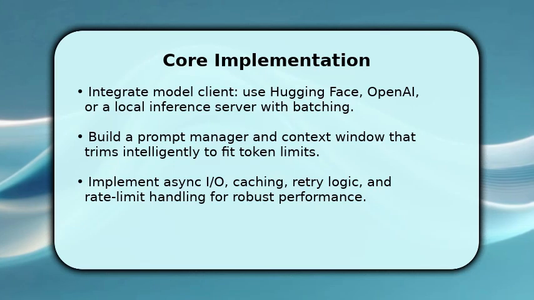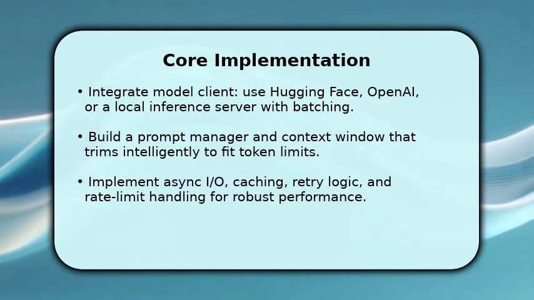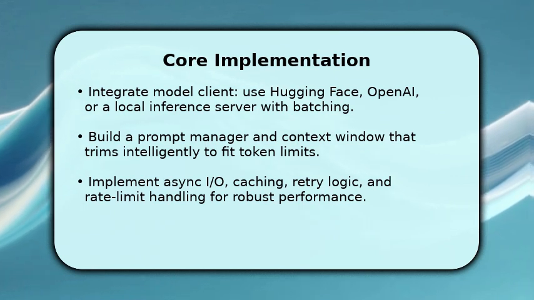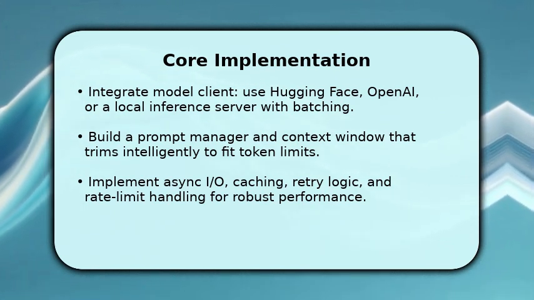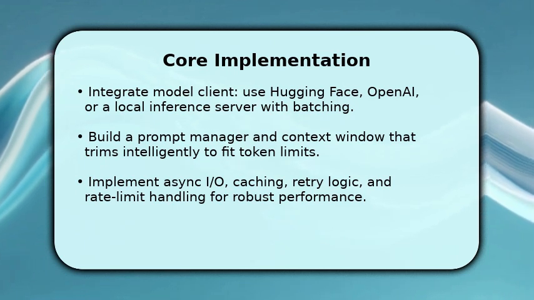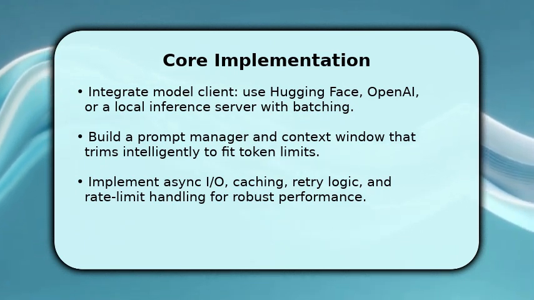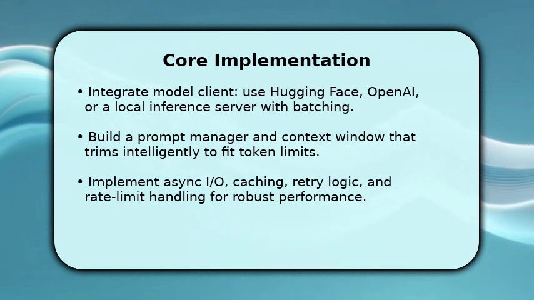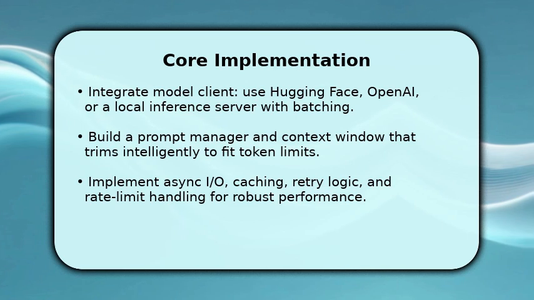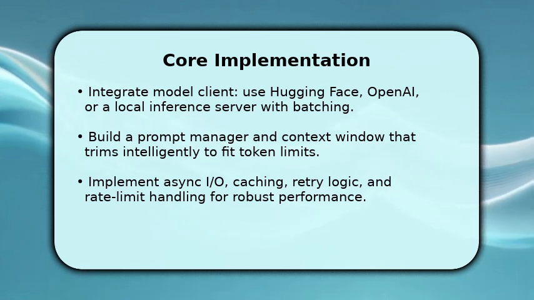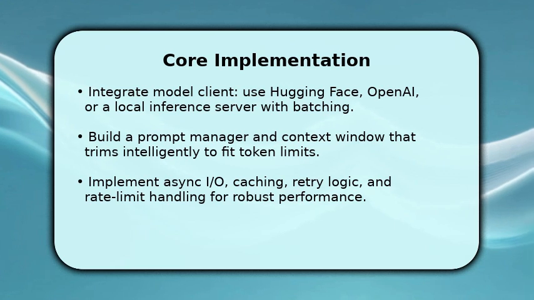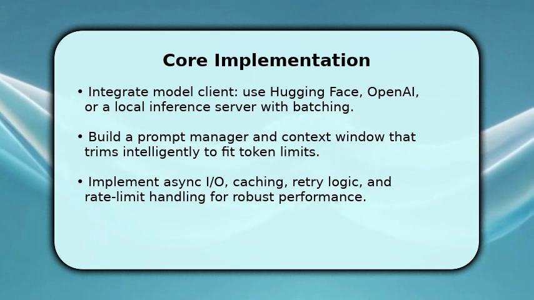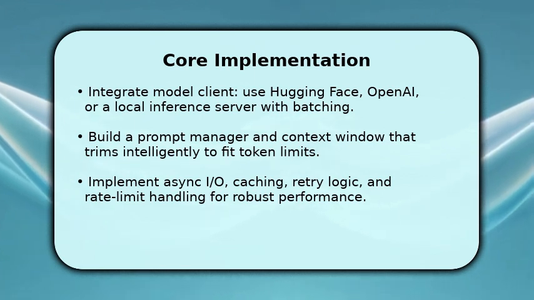Now you implement the core, wire the model client, and design the request flow. Implement a prompt manager that composes system, user, and memory segments, trimming older context to respect token limits. This keeps responses relevant. Add async I/O for parallel calls, a simple cache for repeated queries, and exponential backoff plus retries for transient failures. Make sure to separate inference logic from business rules so you can swap models later without changing core behavior. Test with unit and integration tests as you proceed.